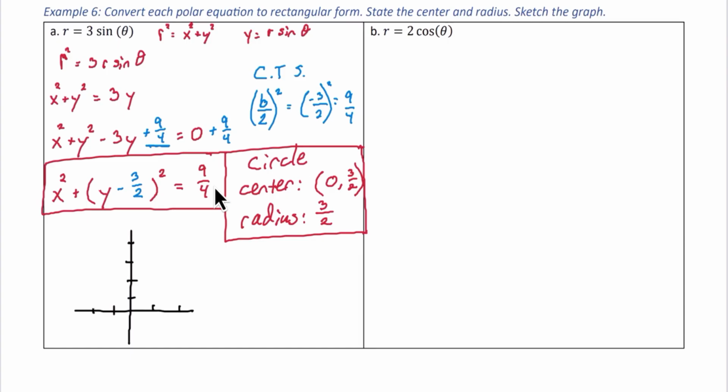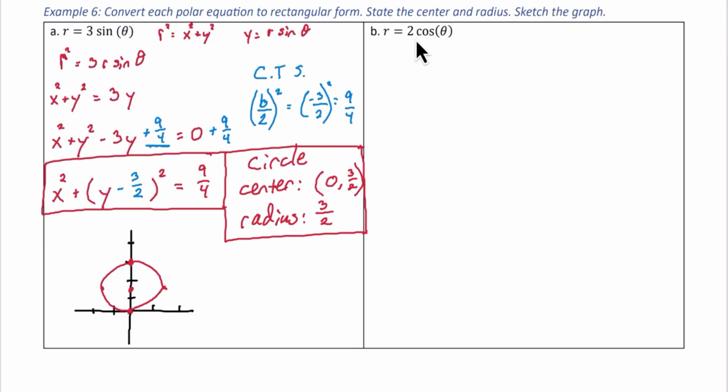Once again, the center is at 3/2, which is roughly 1.5, so roughly right here. And then the radius is again 1.5, so we're going to go up, down, left, and right 1.5 units. It's up, down, left, right. And if I had a square grid, this would look more like a circle. It's kind of crazy looking now because my grid is not square, but we have our circle.